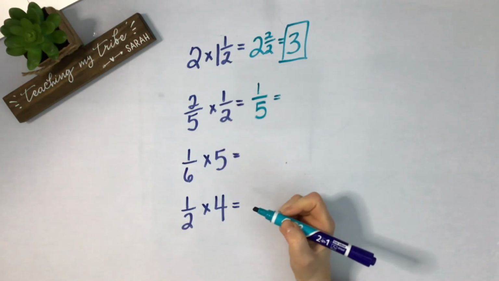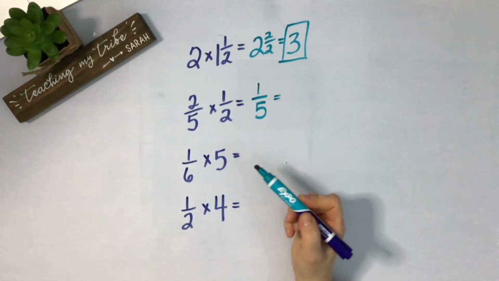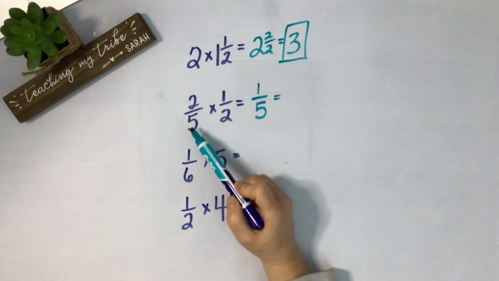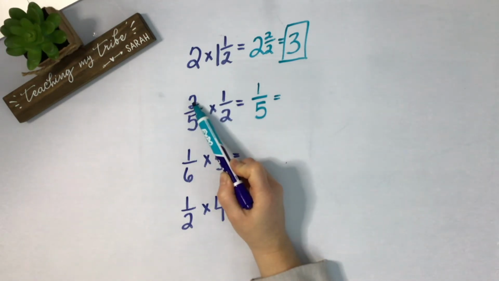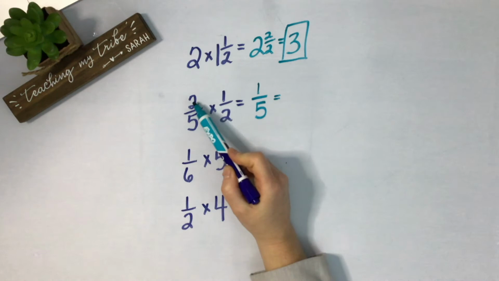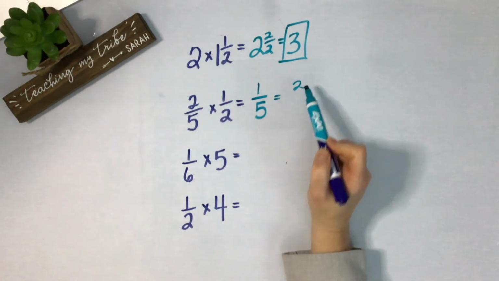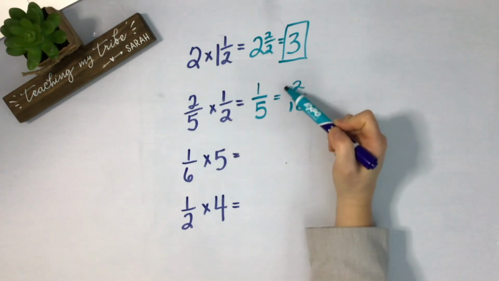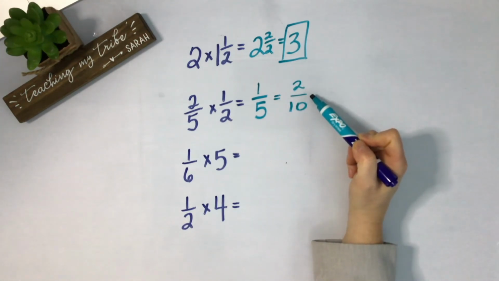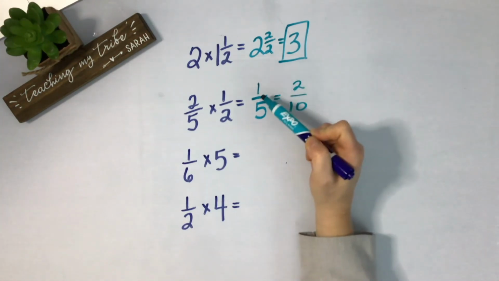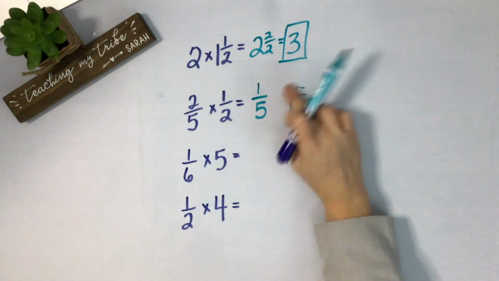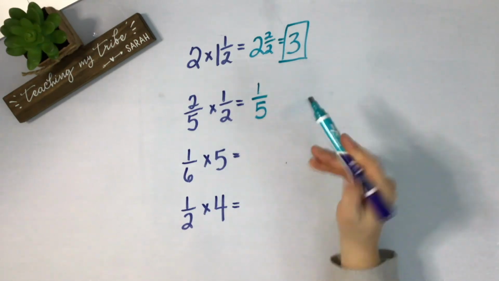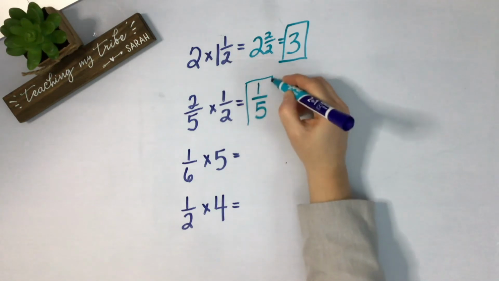If that wasn't easy for you, you can remember just the straight up algorithm for multiplying fractions is numerator times numerator. So 2 times 1 is 2. 5 times 2 is 10. And this gives us the unreduced answer. So we would have to take this and then reduce it to 1/5. So 1/5 should be your final answer either way.